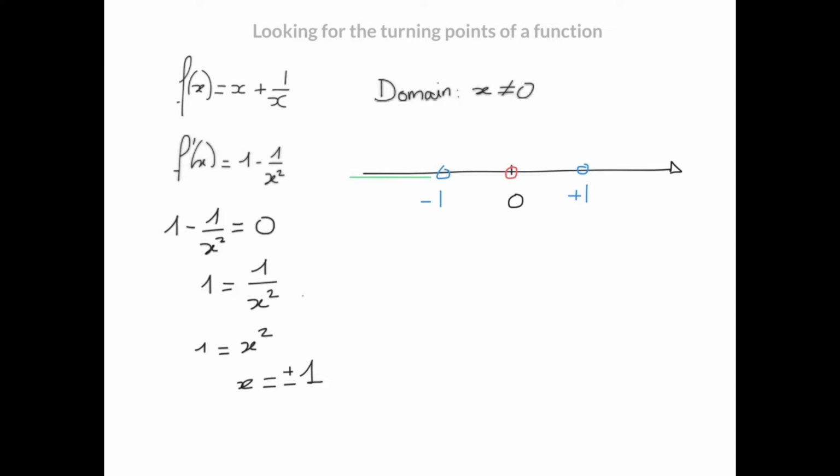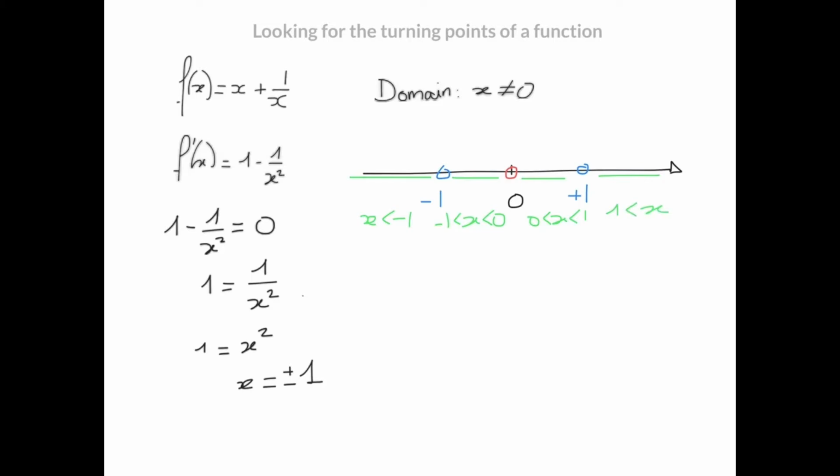So this one here, on which x is less than minus 1. We have a second one here, for which minus 1 is less than x is less than 0. We've got a third one here, which is 0 is less than x is less than 1. And finally, our last interval here, 1 is less than x.